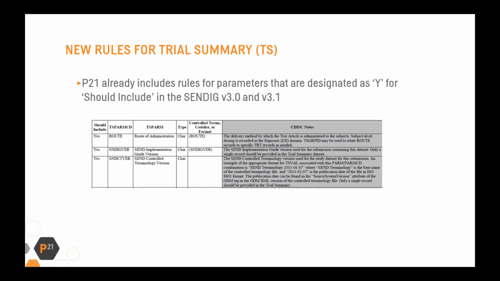Moving on to new rules, we created several new rules for the trial summary domain. So Pinnacle 21 already includes rules that are listed in the SEND IG that are designated as Y for should include, for both versions, SEND 3.0 and SEND 3.1. And if you look here, this is just a snippet from the SEND IG, and there's that should include parameter column.